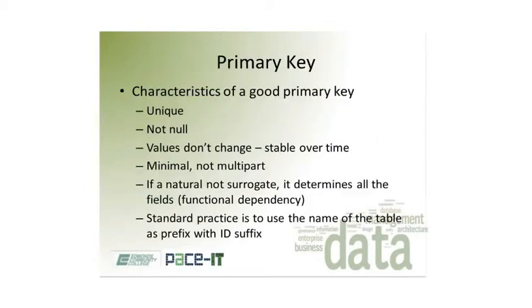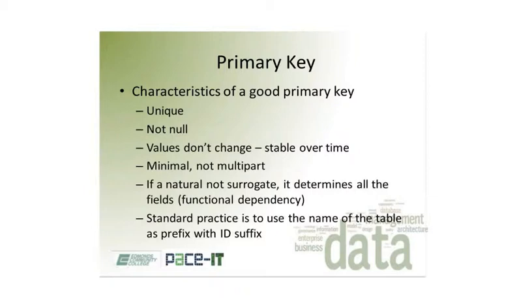So let's discuss some characteristics of what makes up a good primary key. Of course, the first characteristic is that it must provide uniqueness on the row. The second characteristic is no part of that primary key, if it's more than one column, can be allowed to be null. Another more practical aspect is that the values just don't change. You don't want to be updating a primary key. You want it to be stable over time. One of the other interesting things is you want it to be minimal, and again, not multi-part.